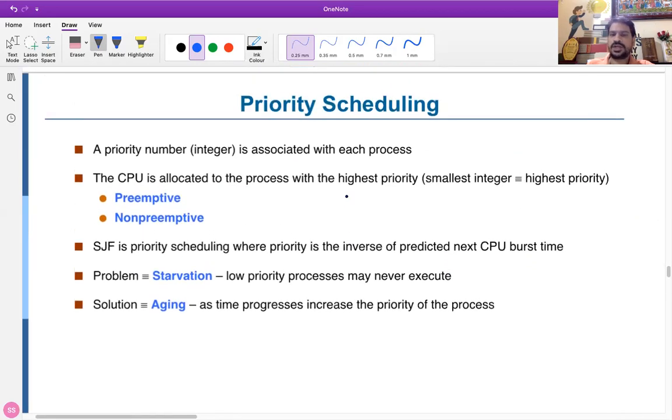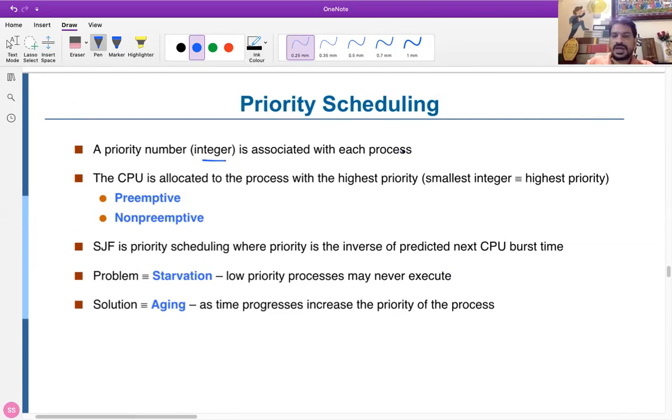Let's go to another scheduling, which is called priority scheduling. Now, what is priority scheduling? Every process will be attached with an integer, which is called priority.